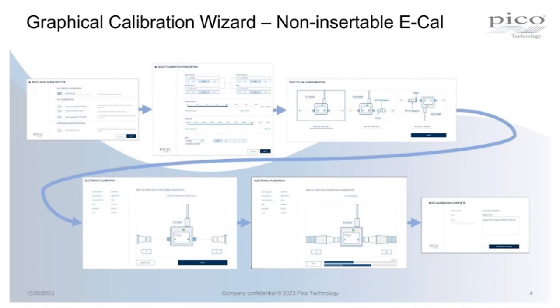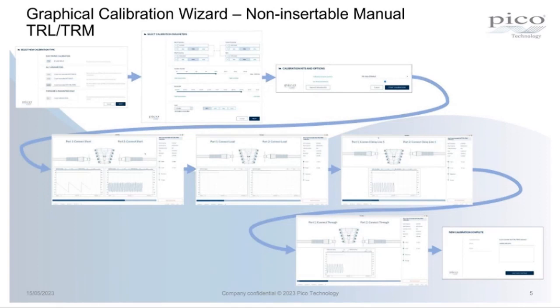Likewise, there are equivalents if you're using the eCal. Automated eCal is also supported here, again right across the operating systems. You pick your orientation of eCal, then make your connections, then press go, and these are the progress bars through the whole process. Likewise, there's even a graphical presentation for TRL, TRM calibration. So all those calibrations are available for you on this PicoVNA5, this first release.